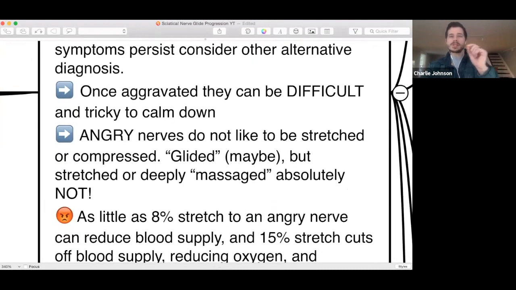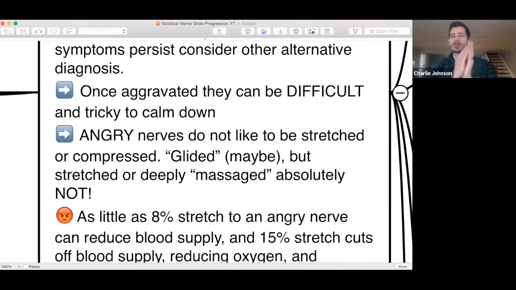So once nerves are aggravated, they can be difficult and tricky to calm down. You're not doing yourself a favor if you're not sure of what to do and when to do it, and you're just pushing through symptoms. Angry nerves do not like to be stretched or compressed. Glided, maybe, but stretched or deeply massaged, absolutely not.